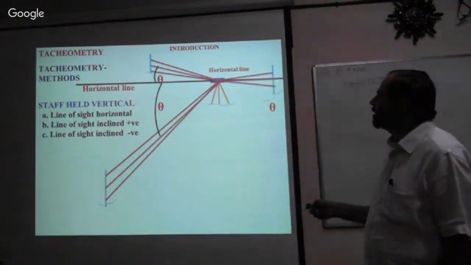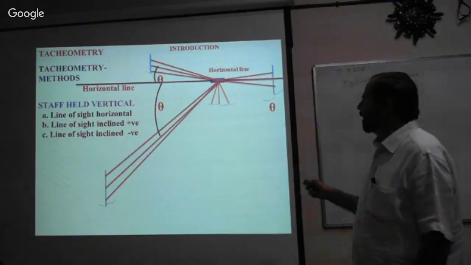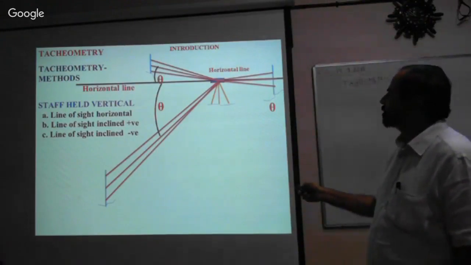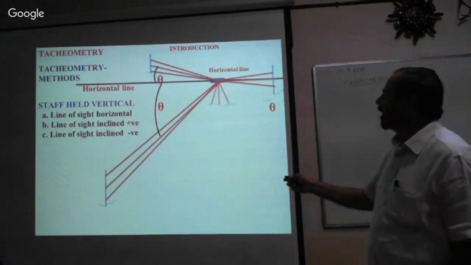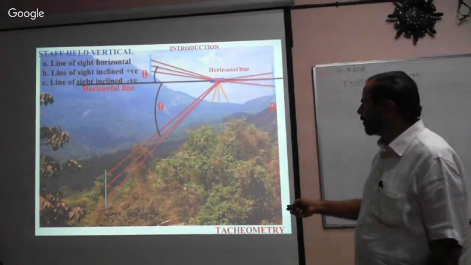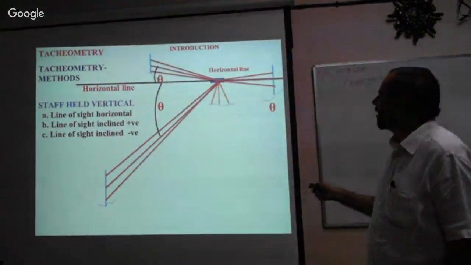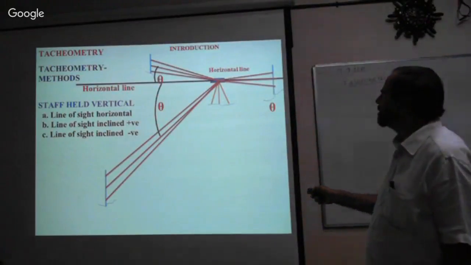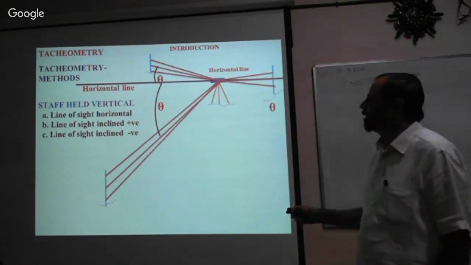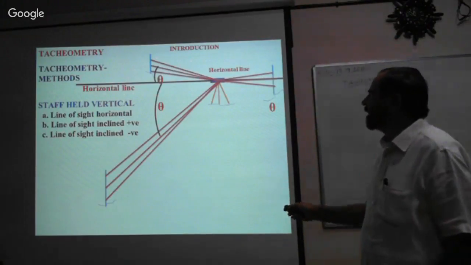I have taken the diagram to discuss the theory. I have taken this from the same diagram. The photo is not seen here. It is for theory purposes, and I have taken it as it is. The staff is vertical. This is the tachometric method, the Stadia method.